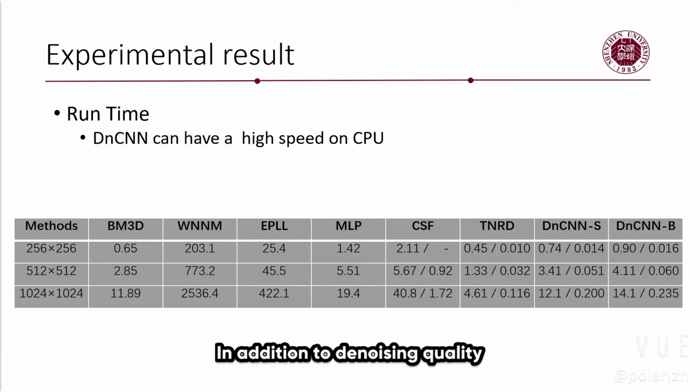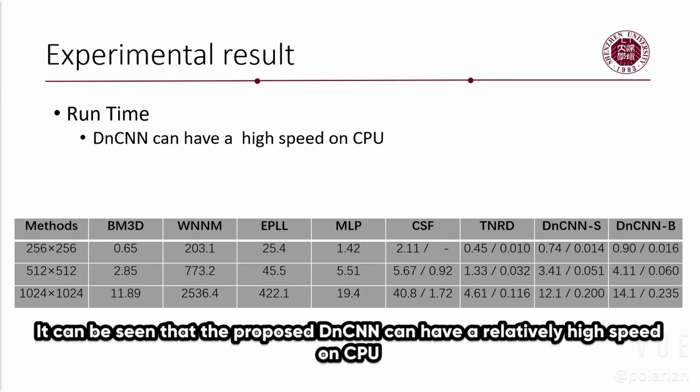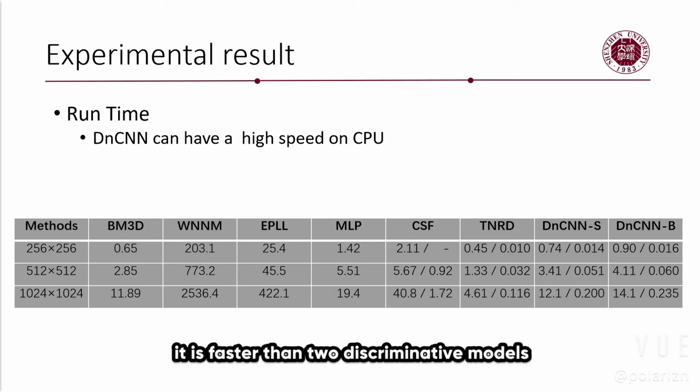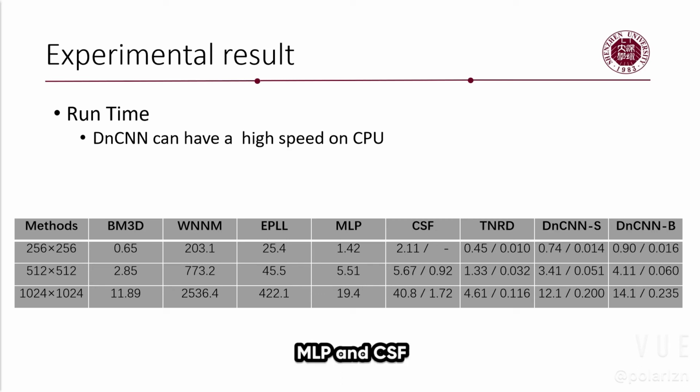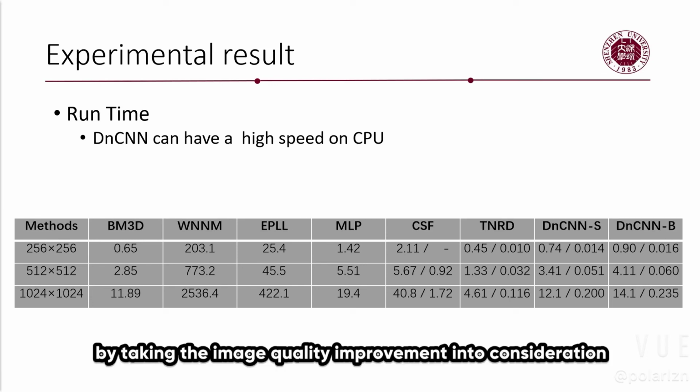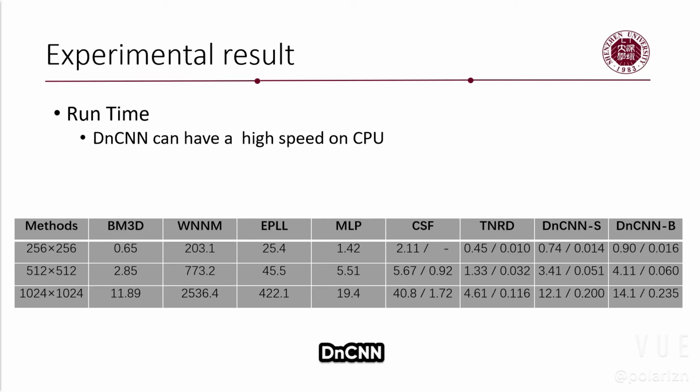In addition to denoising quality, another important aspect we are concerned with is the runtime. It can be seen that the proposed DnCNN has a relatively high speed on CPU, and it is faster than 2 discriminative models, NLNet and CSF. Though it is slower than BM3D and TNRD, by taking the image quality improvement into consideration, DnCNN is still competitive.